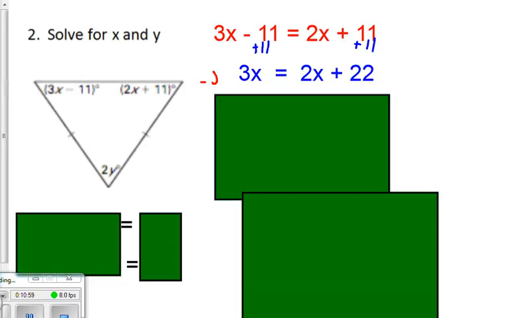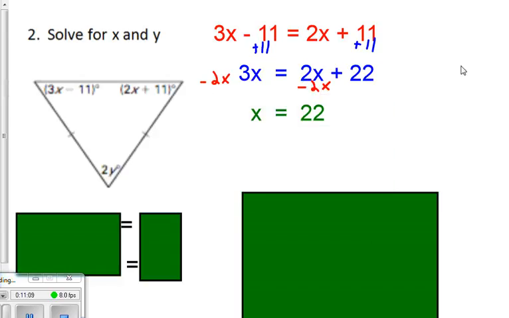Next thing I would do is subtract 2x from both sides, and that would leave me with just x equals 22. So at that point, we've already solved for our x value. Okay, now to solve for y. This piece here is 2y. And we know some things about triangles. We know that all of the angles added up have to be 180 degrees. Okay, so before we can do anything else, we have to find out how big this angle and this angle are. And all we have to do is just plug in x.